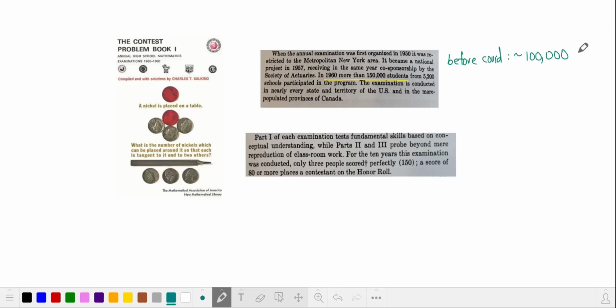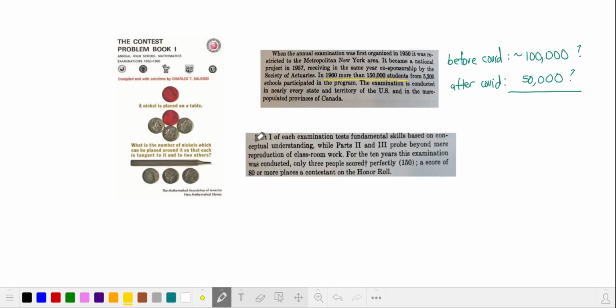Before COVID, it seems like we may have had 100,000 or so students taking the AMC, and after COVID, that number dropped to 50,000. I'm not 100% sure of these numbers. If you have different information about the number of students currently taking the AMC, please leave them in the comments.